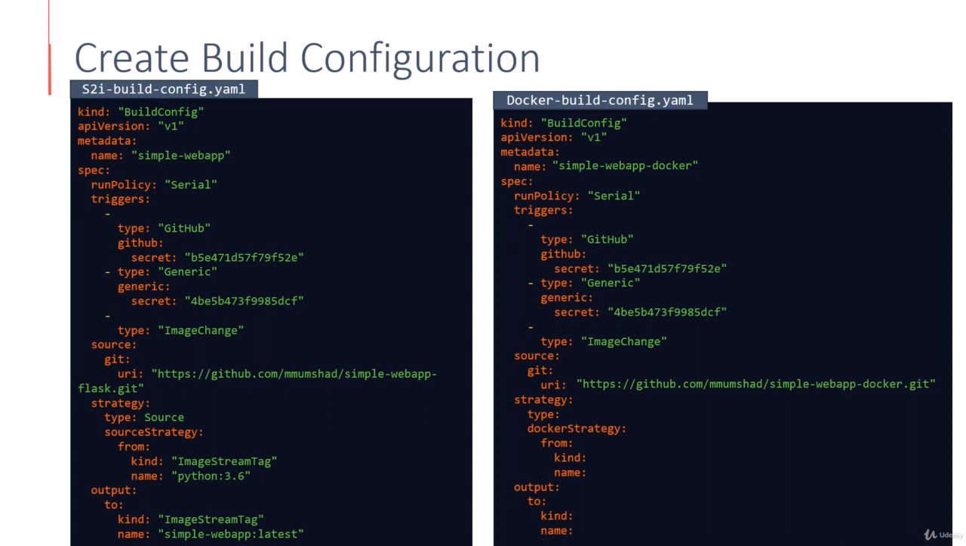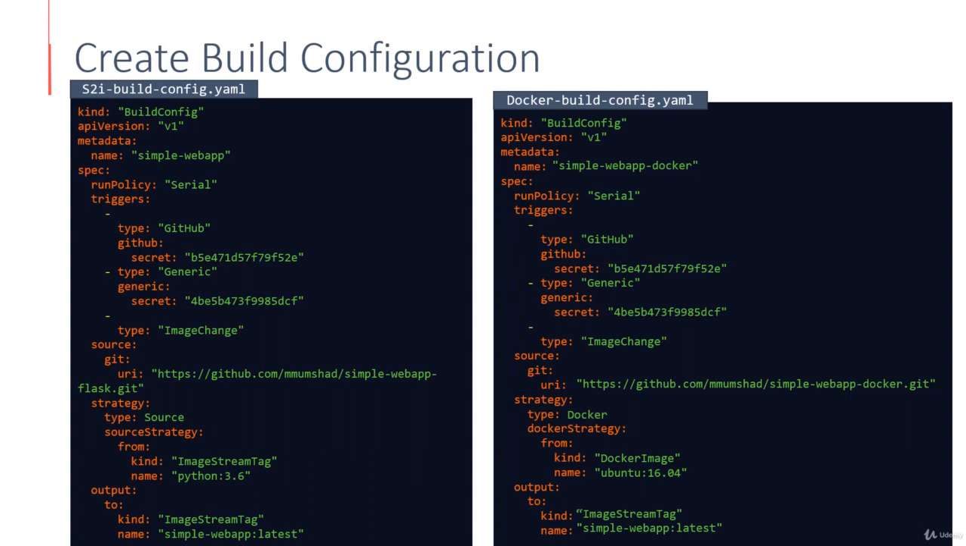We need a Dockerfile in this case, as we are planning to use the Docker build strategy. This is the Simple Web App Docker GitHub repository. Then, the strategy type is now going to be Docker instead of source. Also specify the source image to build the application from, which in this case happens to be Ubuntu 16.04. The output is going to be an image stream tag. We will use the same image stream for now.